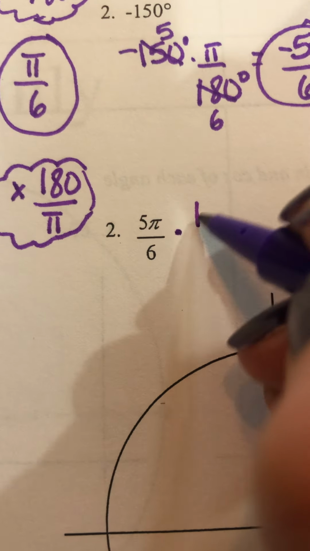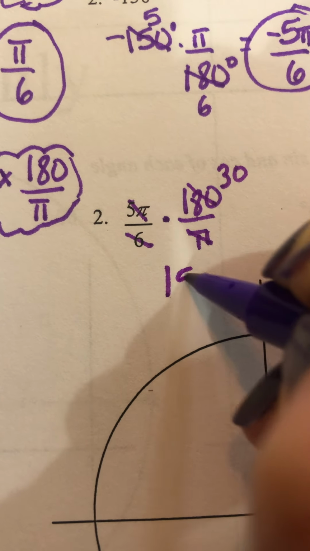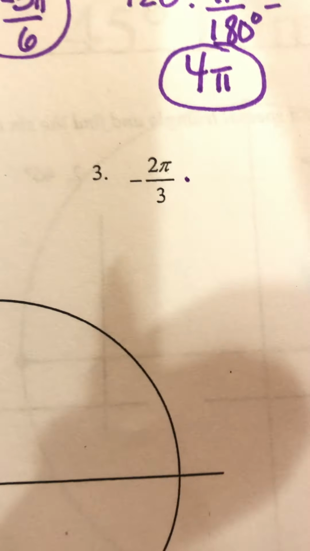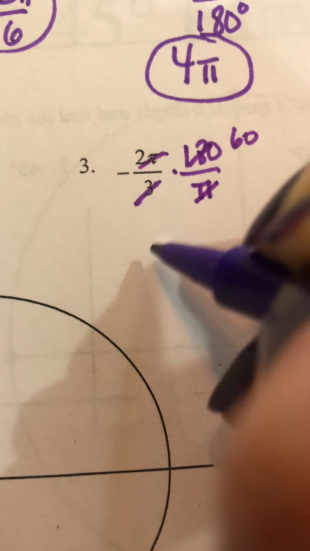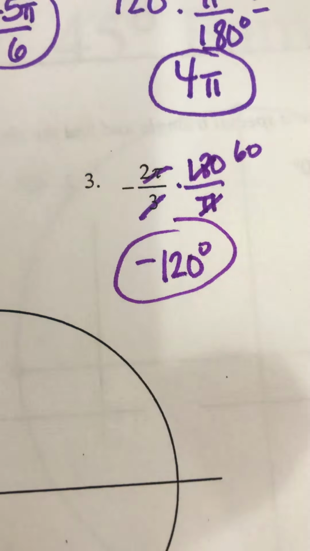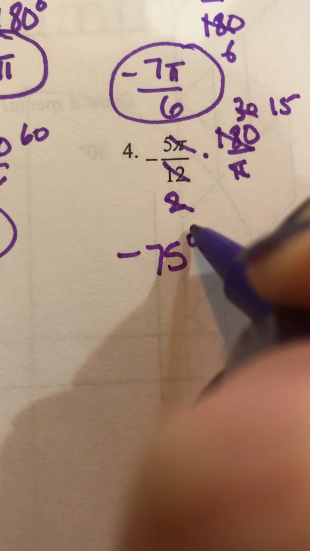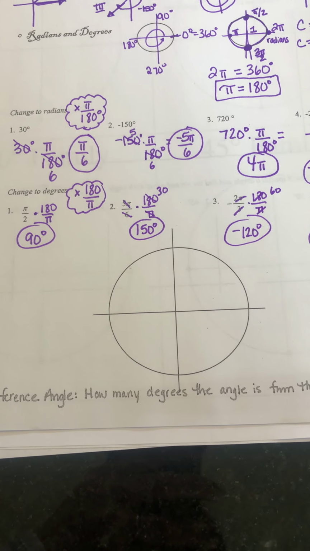We might not know 5 pi over 6, so I would multiply it by 180 over pi, see the pi's canceling, and 5 times 30, 150 degrees. Here the negative is just going to hang out there. I'm still going to multiply by 180 over pi. The pi's cancel, negative 120 degrees. And then negative 5 pi over 12, 180 over pi. The pi's cancel. Let me say 6 would go into each of those, and then, 15. And isn't 15 times 5, 75 degrees. So that's changing from radians to degrees.